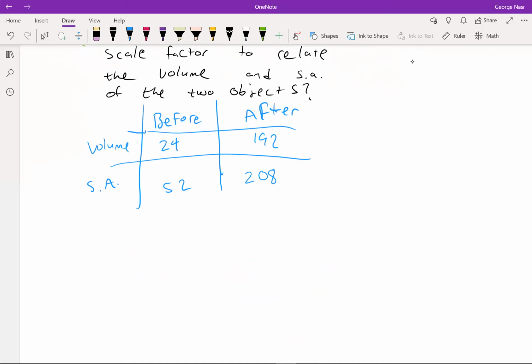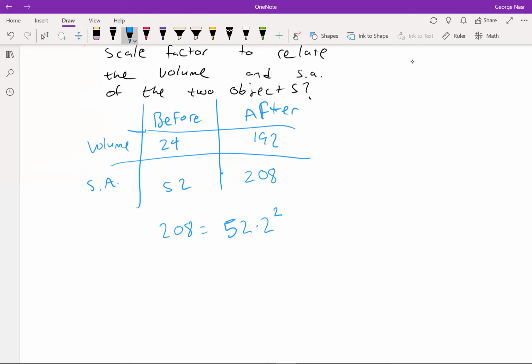Does 208 equal 52 times 2? The answer is no. It's 104. But you might notice 104 is exactly half of 208. So if I multiply by 2 again, I'll get another 2, and then I'll get 208. Okay, so it looks like 52 times the scale factor squared gives us our surface area.